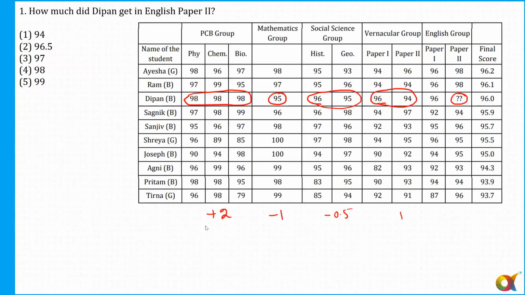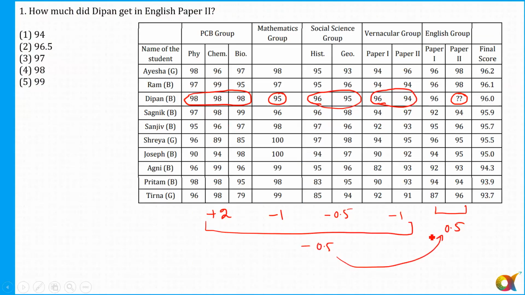So if I see the combined effect of these, it is equal to minus 0.5. So in the last group, it has to be equal to plus 0.5. Then only minus 0.5 plus 0.5 will cancel out and the average is this one. So the average of this group should be 96 plus 0.5. So this question mark has to be equal to 97.